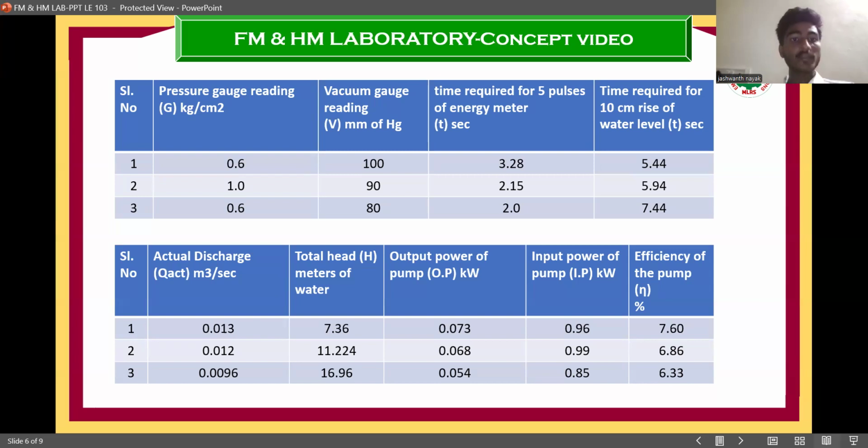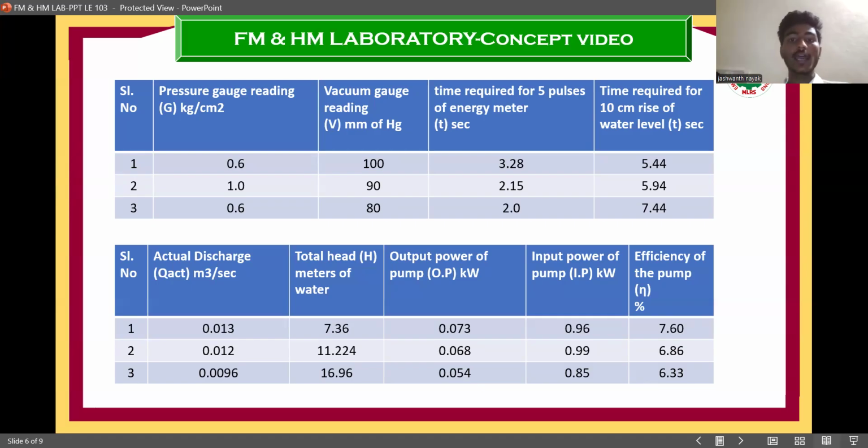For the second trial, the pressure gauge is 1 kg per centimeter square, vacuum gauge is 90, time required for 5 pulses is 2.15 seconds, and time required for a 10 centimeter rise of water level is 5.94 seconds. For the third trial, 0.6 was the pressure gauge reading, vacuum gauge reading is 80 millimeters of Hg, time required for 5 pulses is 2.0 seconds, and time required for a 10 centimeter rise of water in the collecting tank is 7.44 seconds.